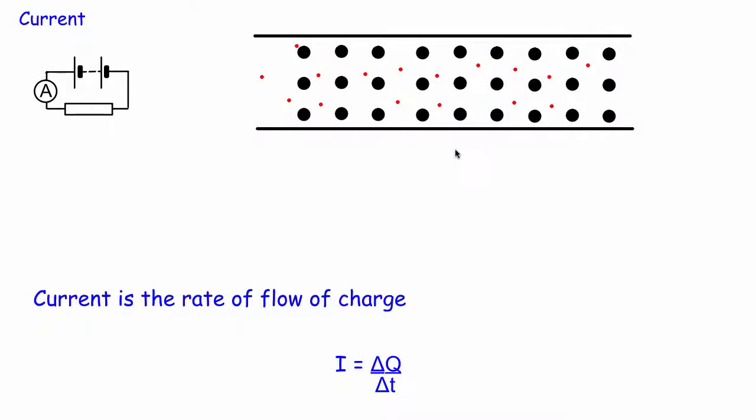Hello and welcome to this video where today we're going to be looking at three different quantities that you can measure in a circuit. We're going to be looking at the current and the potential difference and also the resistance. So we're going to start off with the current in a circuit.